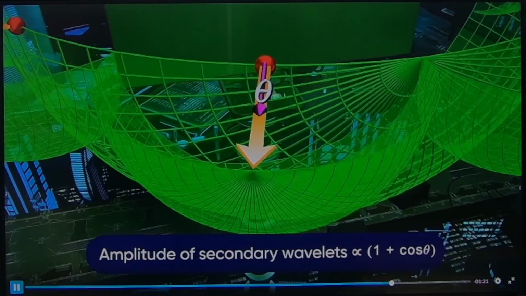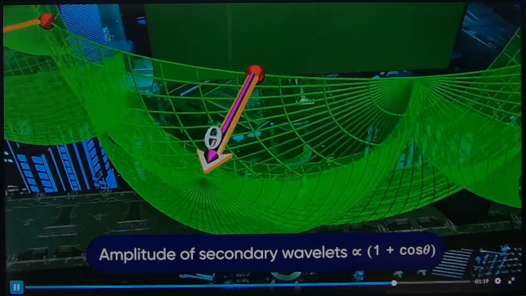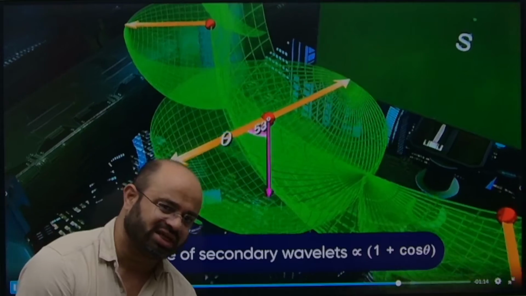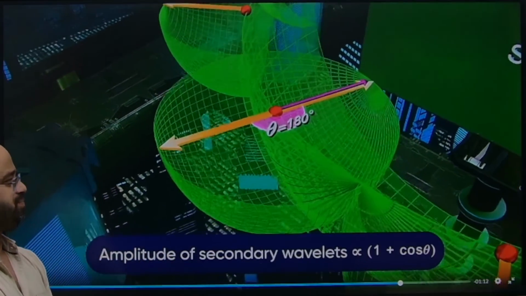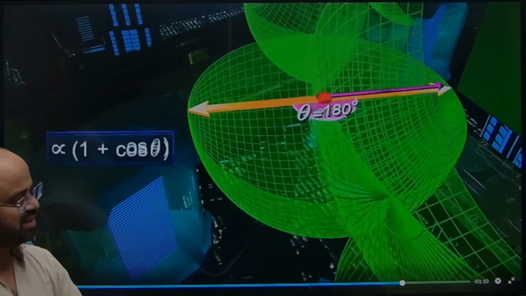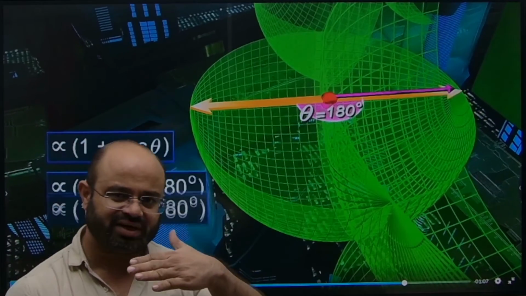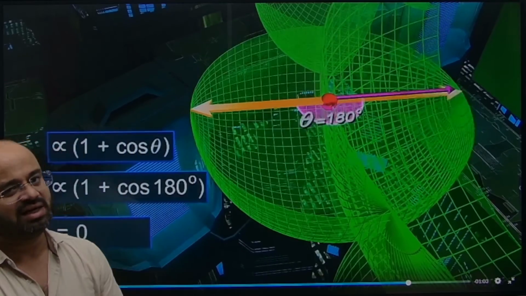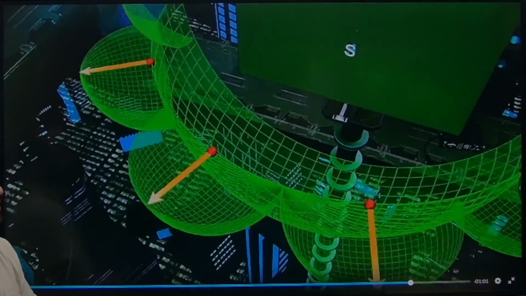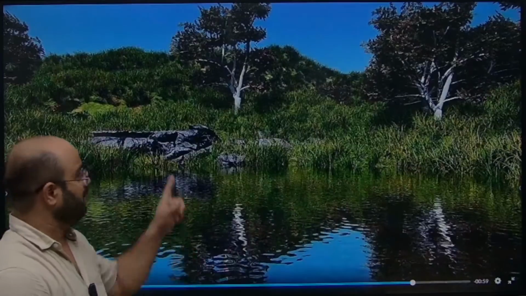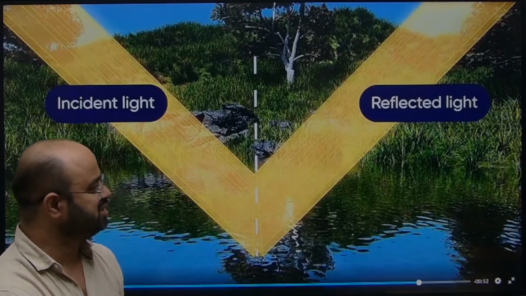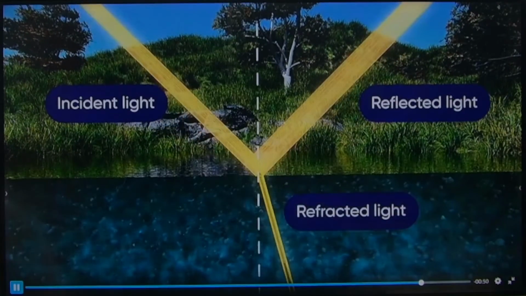The amplitude of secondary wavelets at an angle theta, where the phase difference is theta, is given as A plus A cos theta, so that's proportional to 1 plus cos theta. In the opposite direction, as you can see, a primary wavefront is coming and a secondary wavefront is going in the opposite direction. The angle between them is 180 degrees, and as we know, cos 180 is minus 1, so that energy gets cancelled out. From the primary wavefront, energy only propagates in the forward direction. That's why light energy propagates only in the forward direction.